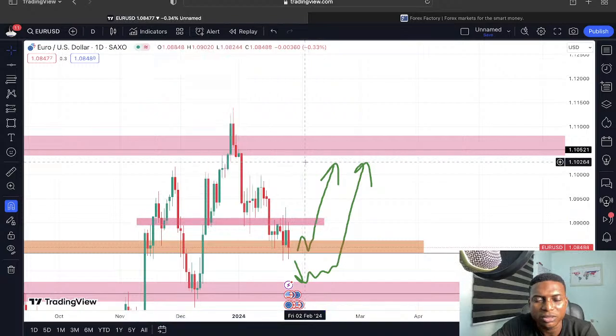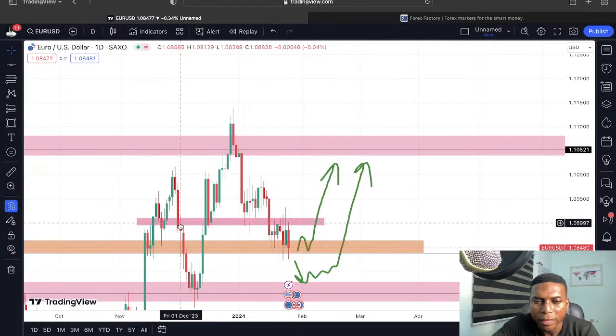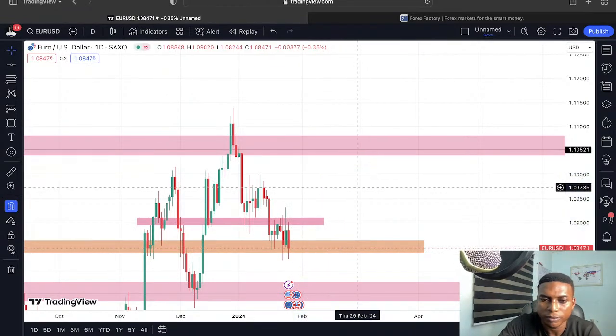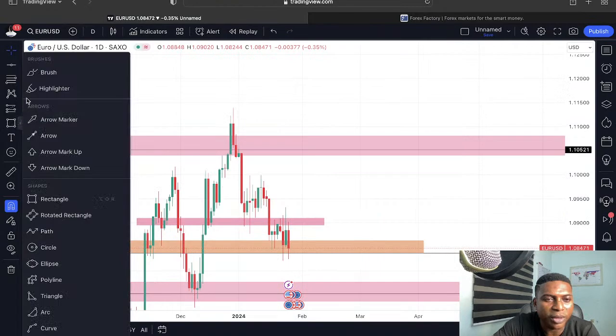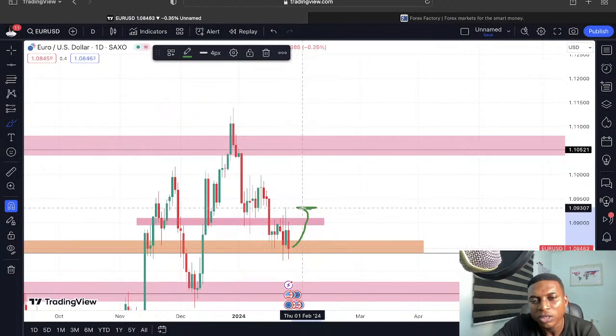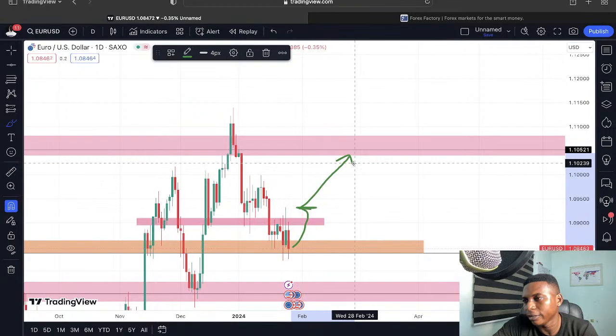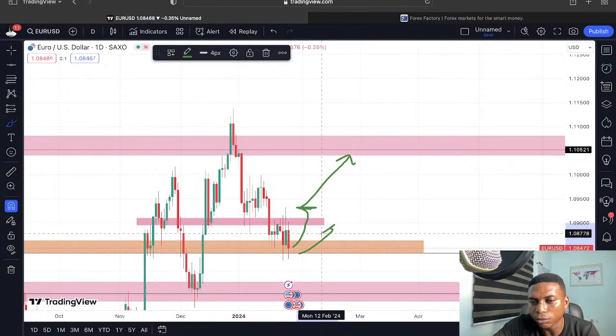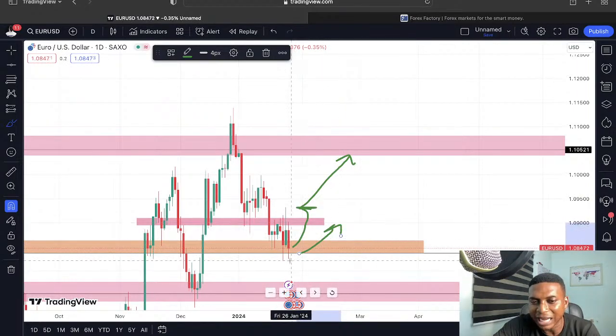Okay, good. Now, if the market comes up here, if price comes up here and closes above this level, then it's a valid buy. All right, so for me, I'm taking a buy at this level. In fact, I have a position running already from this buy zone.